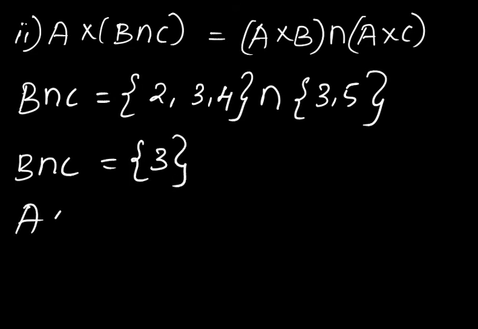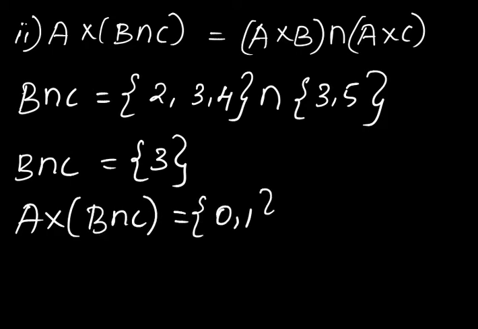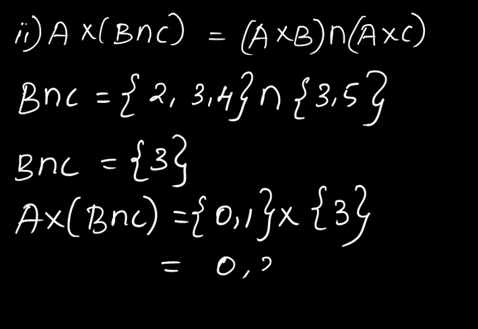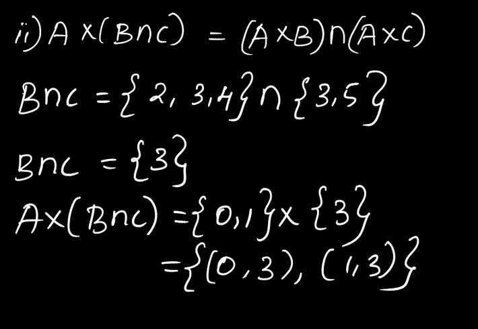Next we'll find A cross (B intersection C). A value is set of 0, 1 cross B intersection C value is 3. So now write in ordered pairs. We'll get 0, 3 and 1, 3. So mark it as equation number 1.